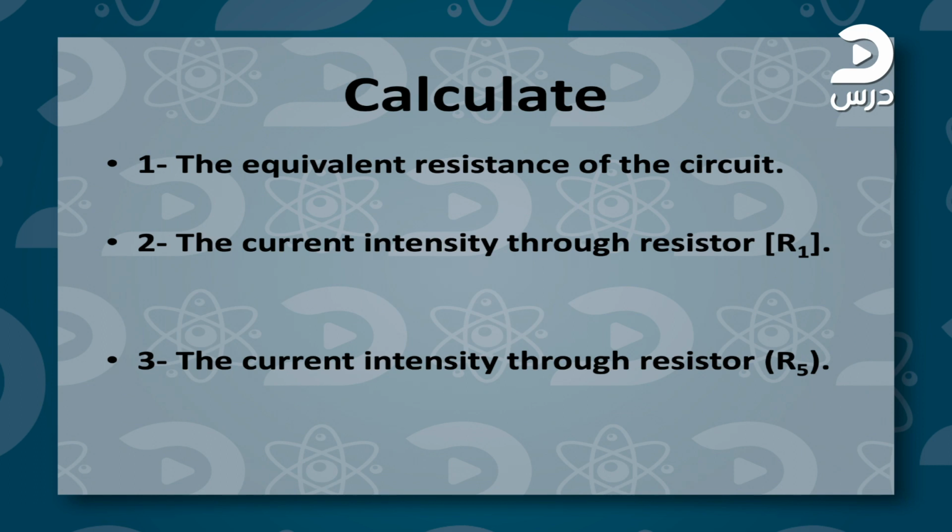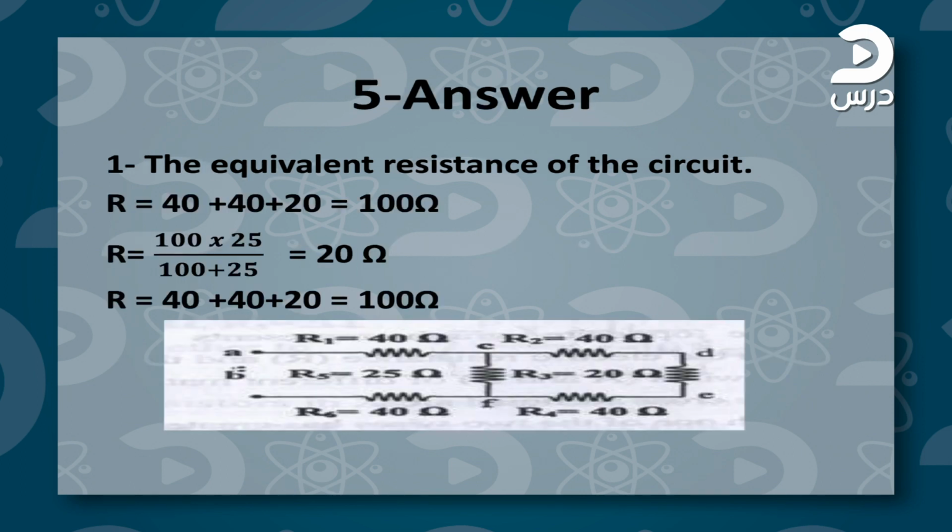It asks me to calculate number 1, the equivalent resistance of the circuit. Number 2, the current passing through R1. Number 3, the current passing through R5. The answers: here the equivalent resistance, 40, and here between C and D 40, and here 40, gives us 20 ohm.